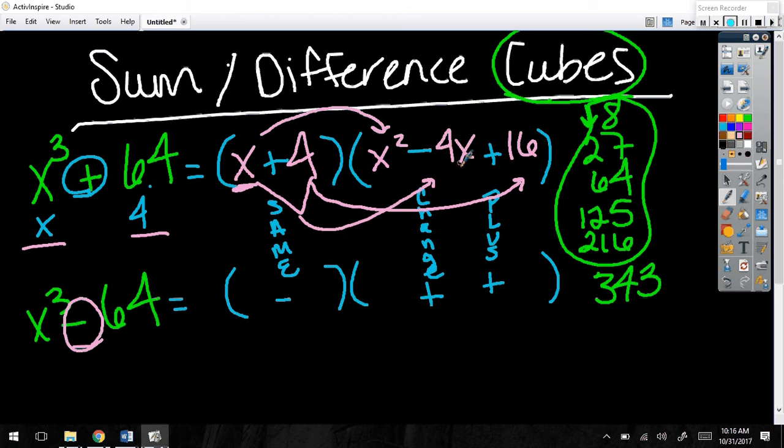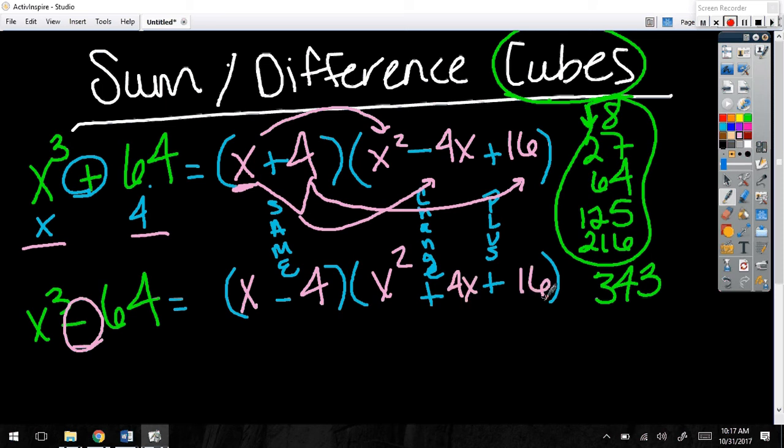So 4x. Why did it become so easy? It's just a pattern is all it is, just like the difference of two squares. The next one's exactly the same. So it doesn't matter that it's a minus.